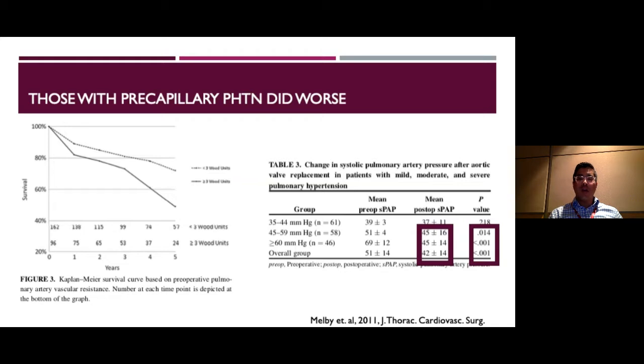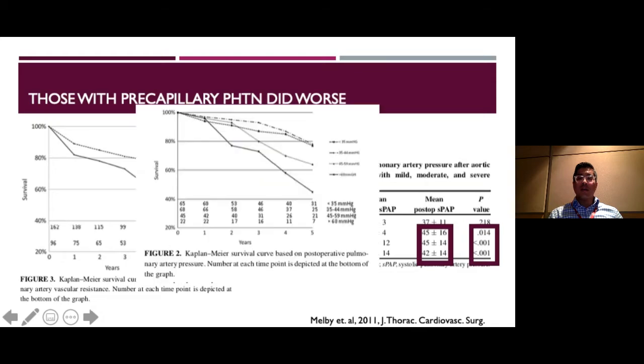Furthermore, the table on the right shows that overall, patients post-AVR had an improvement in pulmonary pressures. However, only those in the moderate and severe range had significant improvements, and despite this, the mean post-operative pulmonary pressures remained in the moderate range with a mean PASP of 45 millimeters of mercury.